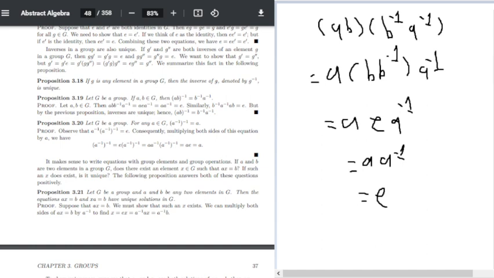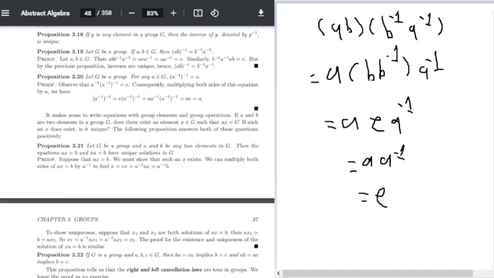Proposition 3.20. Let G be a group. Then, for any a in G, (a^-1)^-1 is equal to a. Proof. Observe that a^-1 (a^-1)^-1 is equal to e. It's a bit of a mouthful, but if you just let b be equal to a^-1, it's literally just the statement that b times b^-1 is the identity. There's just an extra negative 1 floating in there, making it look complicated.